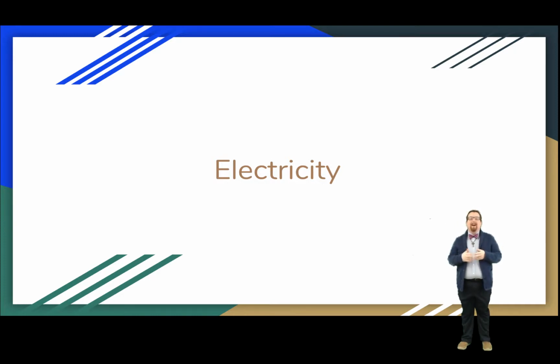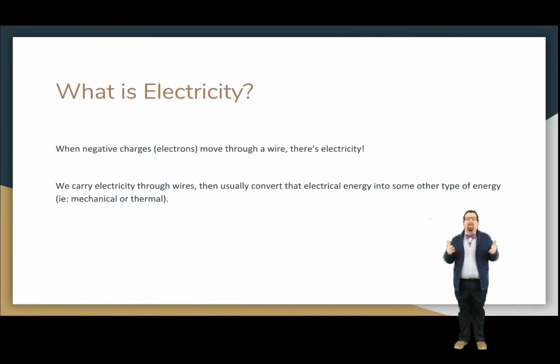Today we're going to learn about electricity. So first off, what is electricity? You've already learned that electrical energy is the energy of the movement of charged particles through a wire. To be more specific, electricity occurs when there are negatively charged particles, or electrons, that are moving through a wire.